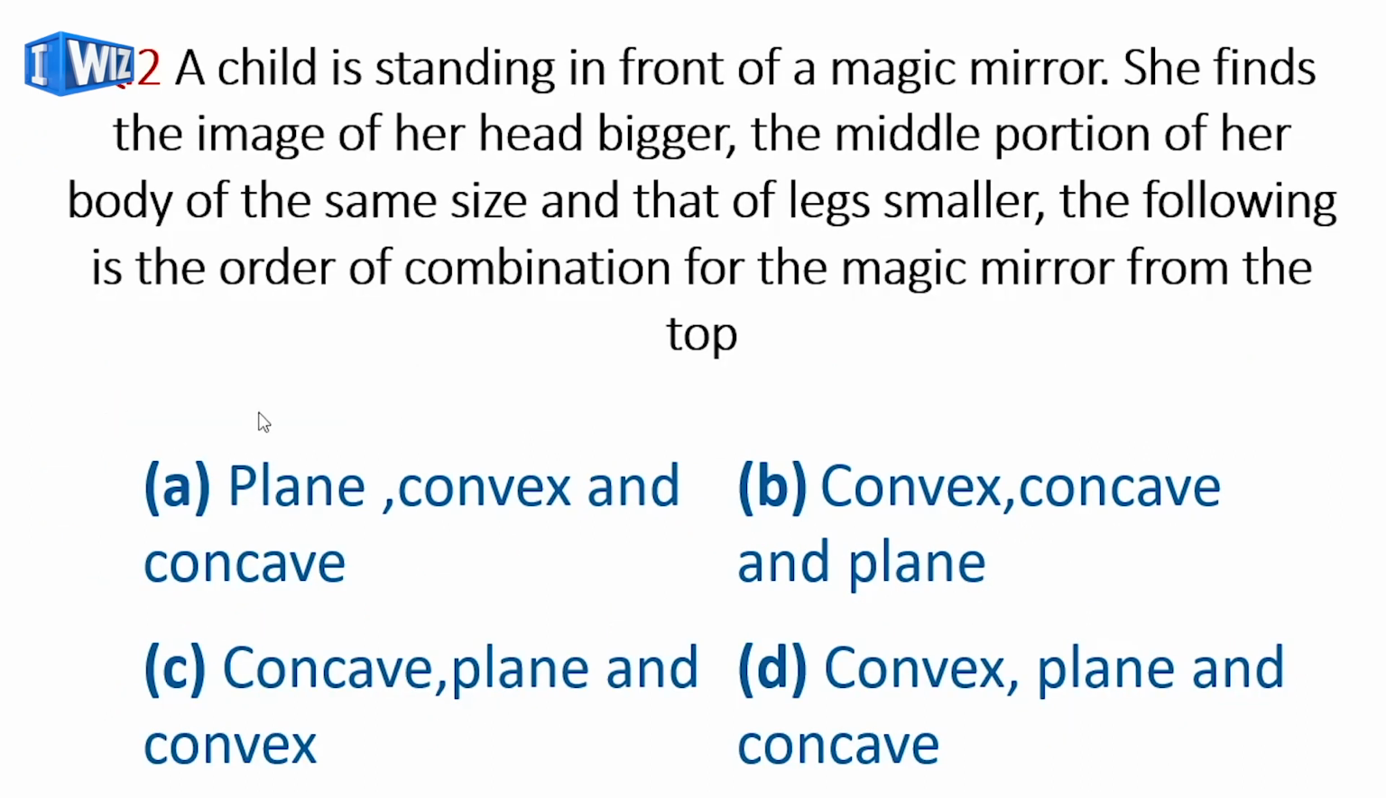Coming to the next question: a child is standing in front of a magic mirror. She finds the image of her head bigger, the middle portion of her body of the same size, and the legs smaller. What is the order of combination for the magic mirror from the top? What is given here is that she finds the image of her head bigger. Which mirror forms the bigger image?